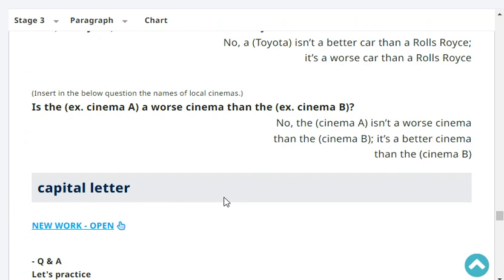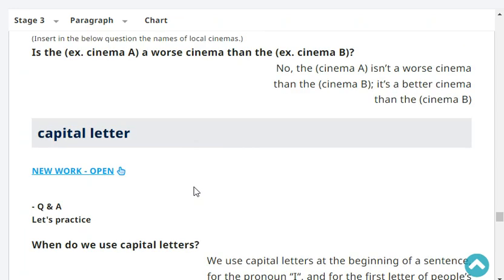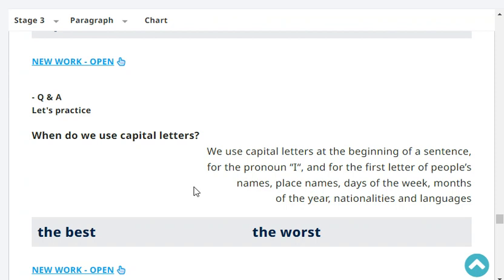No, the Cinema A isn't a worse cinema than Cinema B. It's a better cinema than Cinema B. Very good.